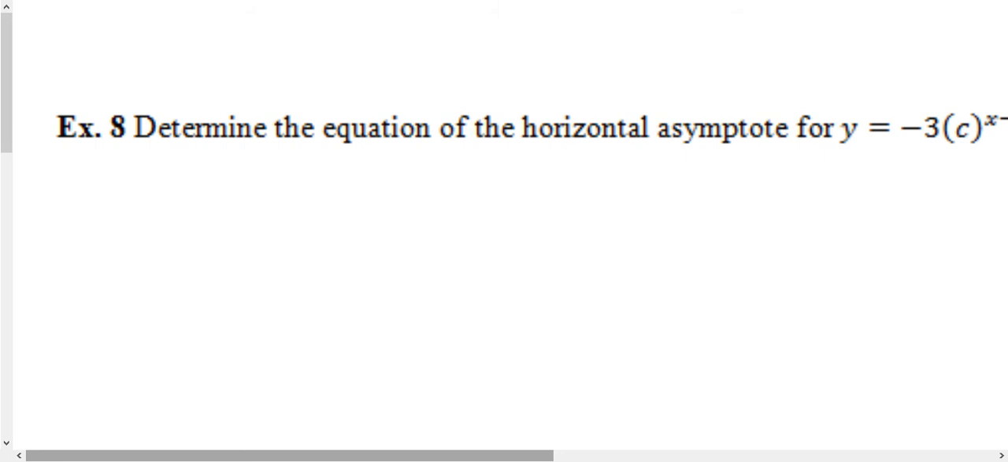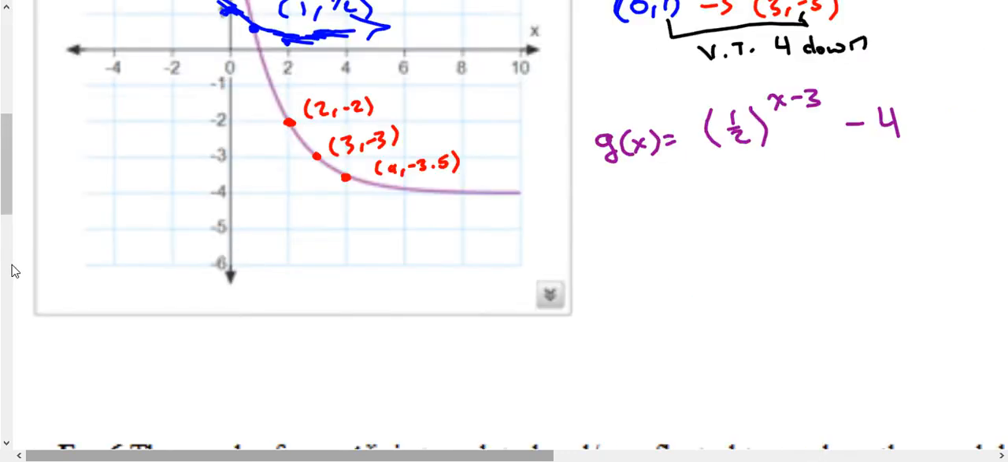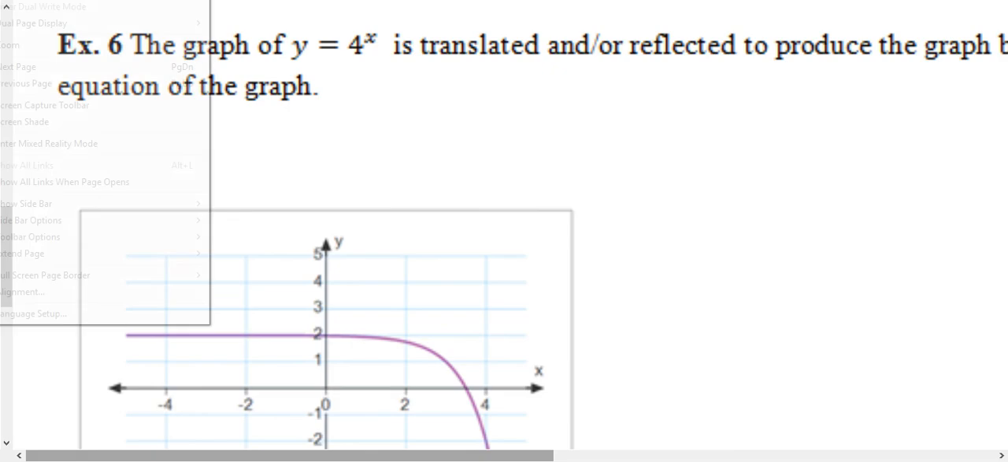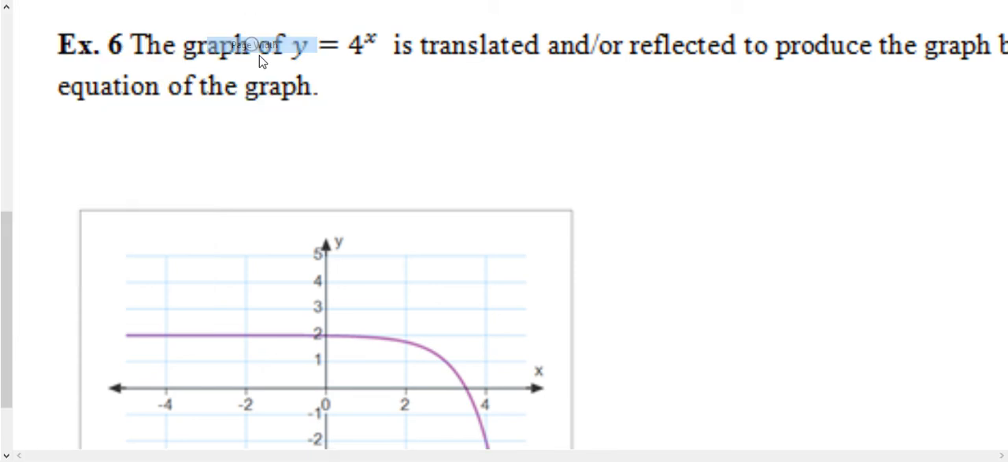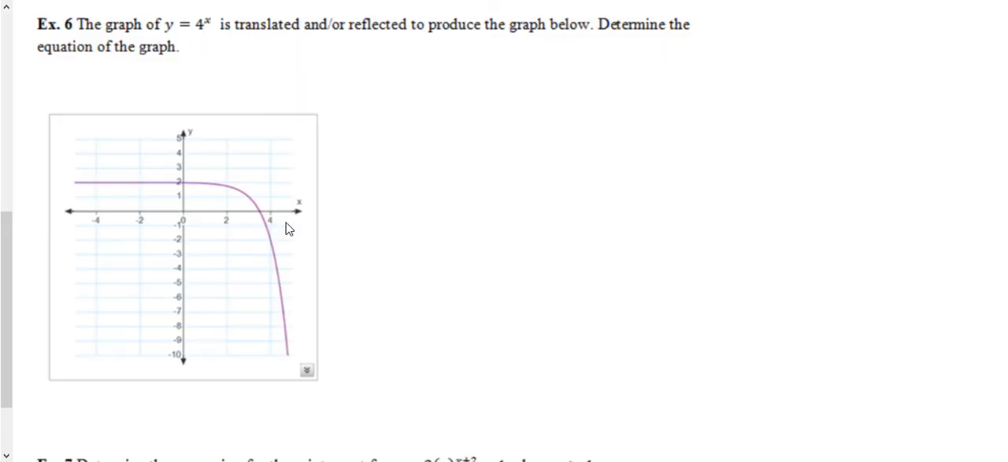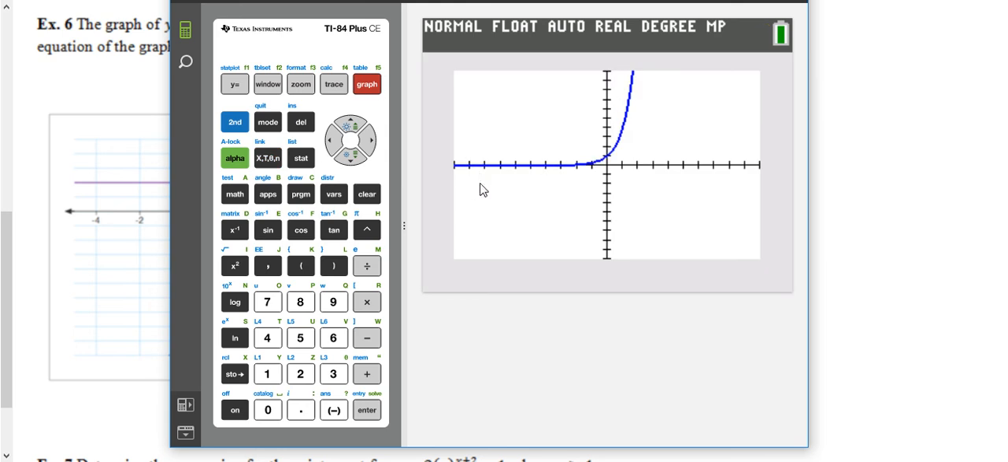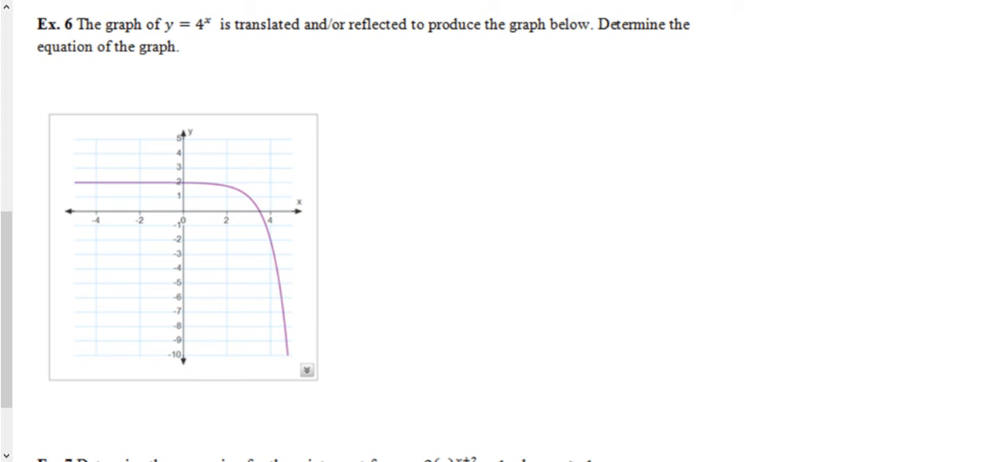For the next example, which I believe was below, there we go. We have the graph of y equals 4 to the x, and it's translated to produce this graph here below. Determine the equation of the function. And again, my first go-to is to always graph what 4 to the x looks like. So does 4 exponent x match up? No, it doesn't. We have a graph that's curving upwards. The question here, it's curving down.